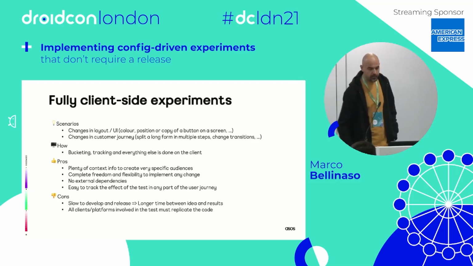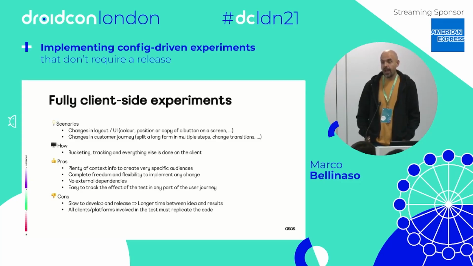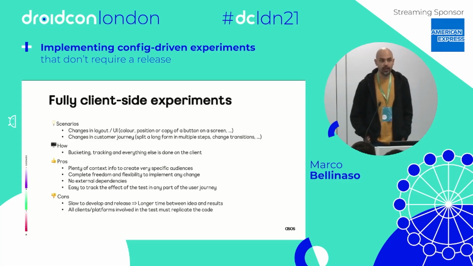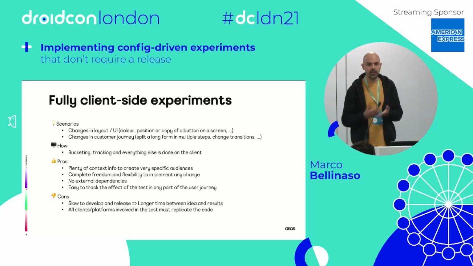There are also a number of downsides, however. First of all, every time you want to implement a test, you need to do work on the client side, which means that you need to do the work, package it into a new build, release it to the users, wait for the users to be on board with it, so to download it, etc.